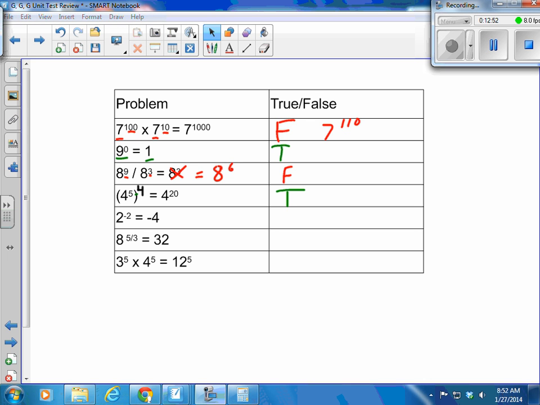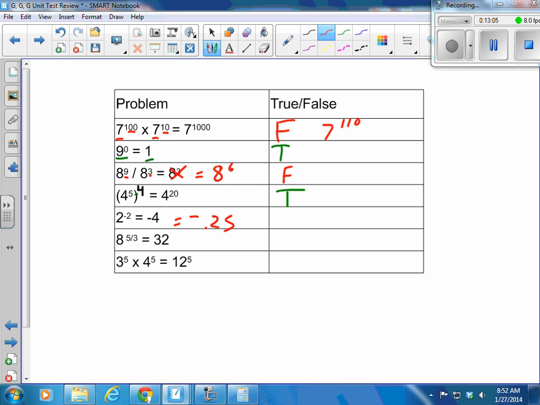As Mr. Baker went over in class, whenever you have a negative exponent, it will become a decimal. So this one, to the negative 2, would be negative 0.25. It would not be 4, so this is false.